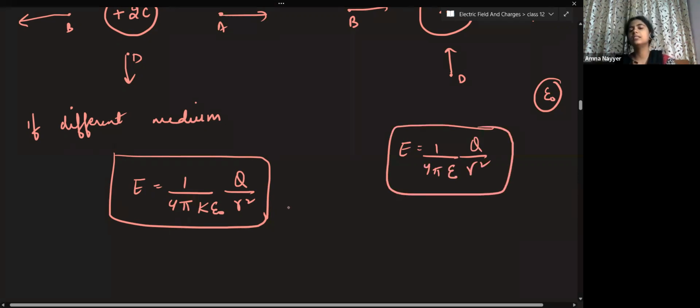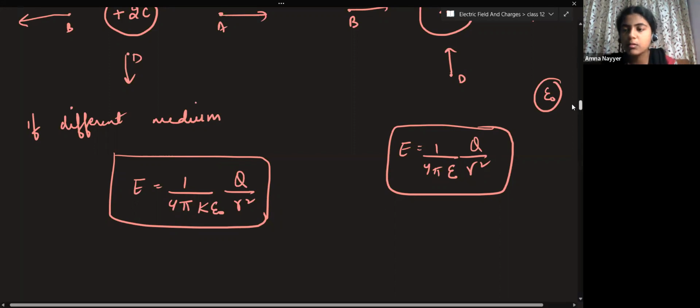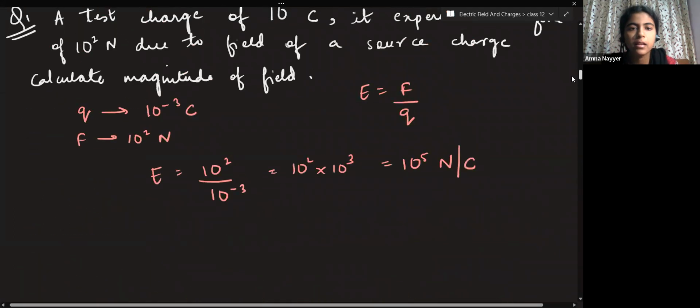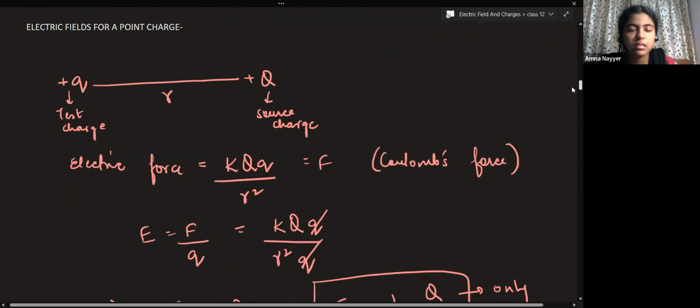That is just valid. It's just that this is valid for a unit positive test charge. In Coulomb's law, you had both the charges which were experiencing the field. All right, so just note these down for electric field for a point charge. If anybody wants the solution of it, just let me know. Otherwise, just copy it from here.